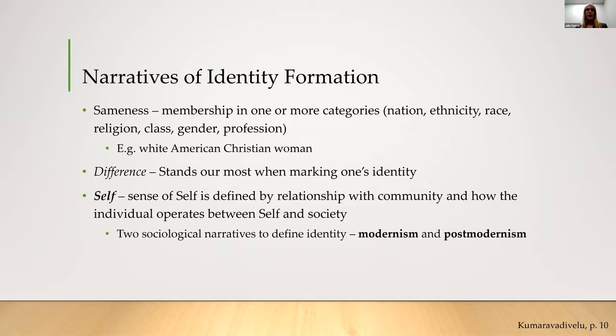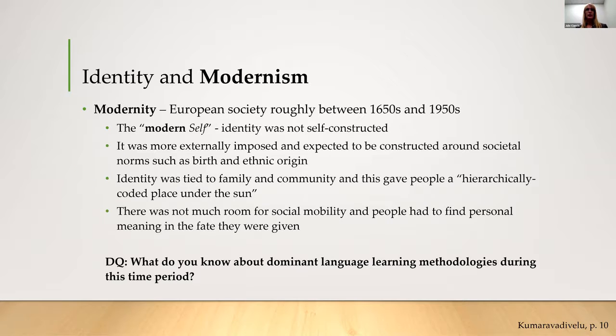So I already talked a little bit about how your sense of self is determined by the community in which you are involved in the society. And let's get into a little bit more about modernism and postmodernism. So in modernism, this idea originated between 1650 and ran all the way up until 1950. So that's kind of a long period of time for an idea to be around, right? Or a predominant way of thinking. 300 years, right?